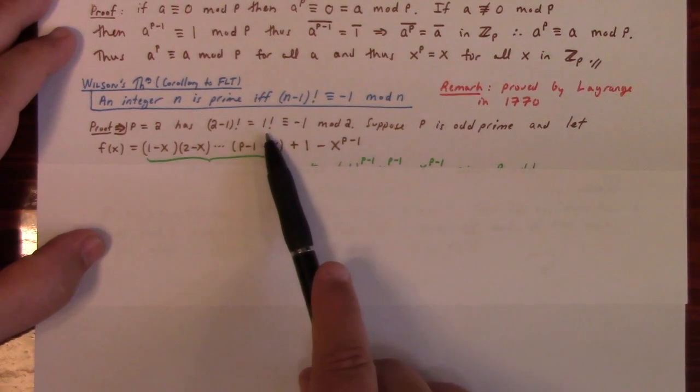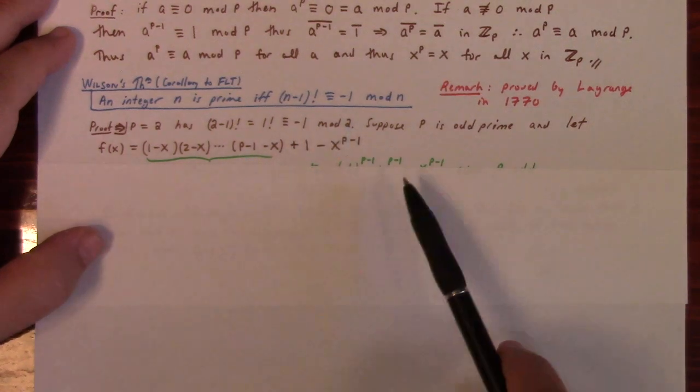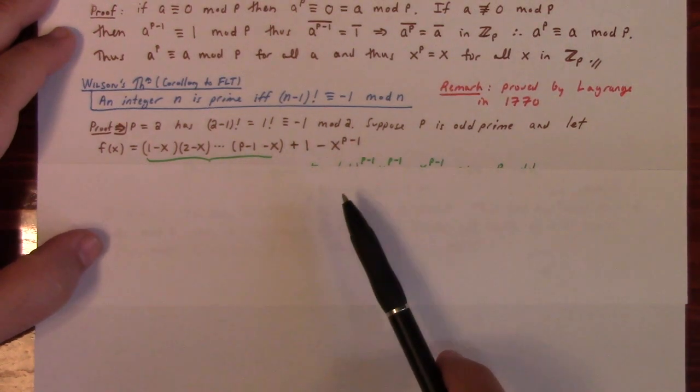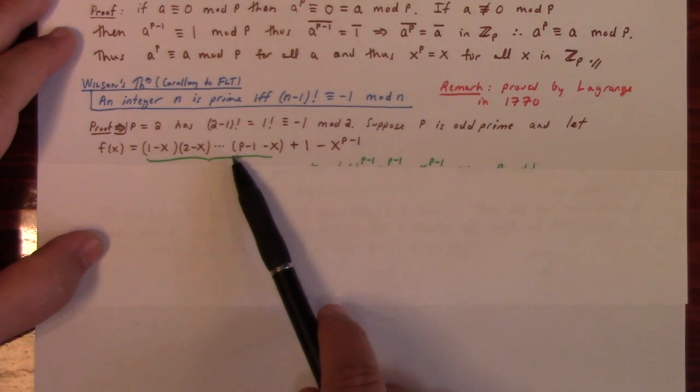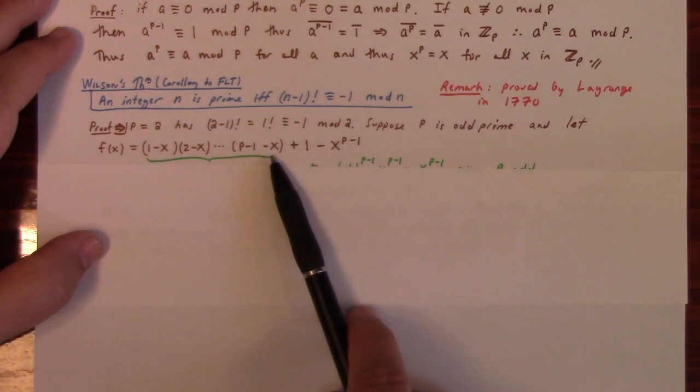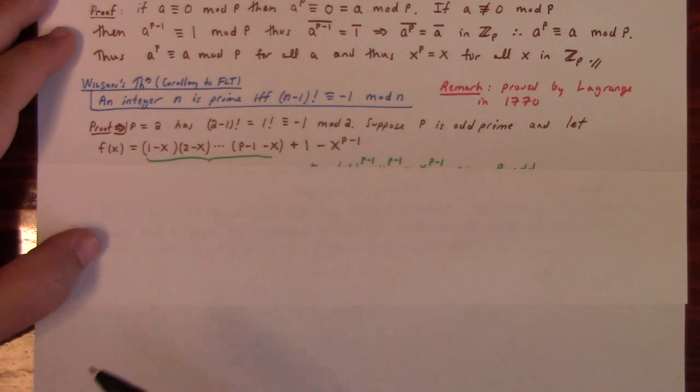1 factorial is 1, which is congruent to minus 1 mod 2. If p is an odd prime, then we're going to look at this polynomial: f(x) = (1 - x)(2 - x)...(p - 1 - x) + 1 - x^(p-1).